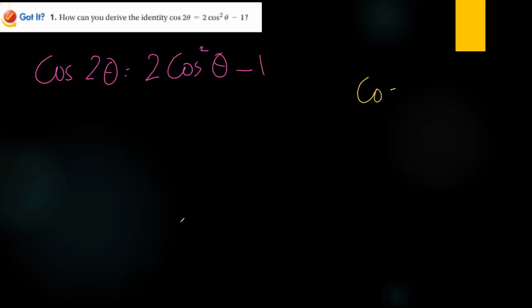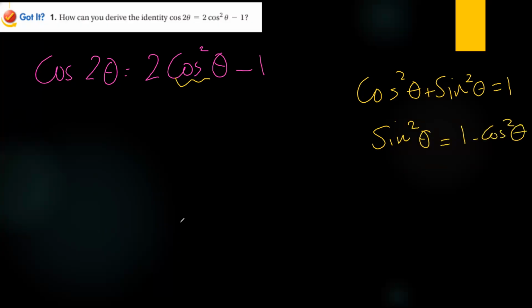Now let's try to derive the third one: cosine 2 theta is 2 cosine squared of theta minus 1. The same as I did before, let's remember the Pythagorean identity. Cosine squared plus sine squared equals 1. And in order to keep cosine, I would say that sine squared equals 1 minus cosine squared.